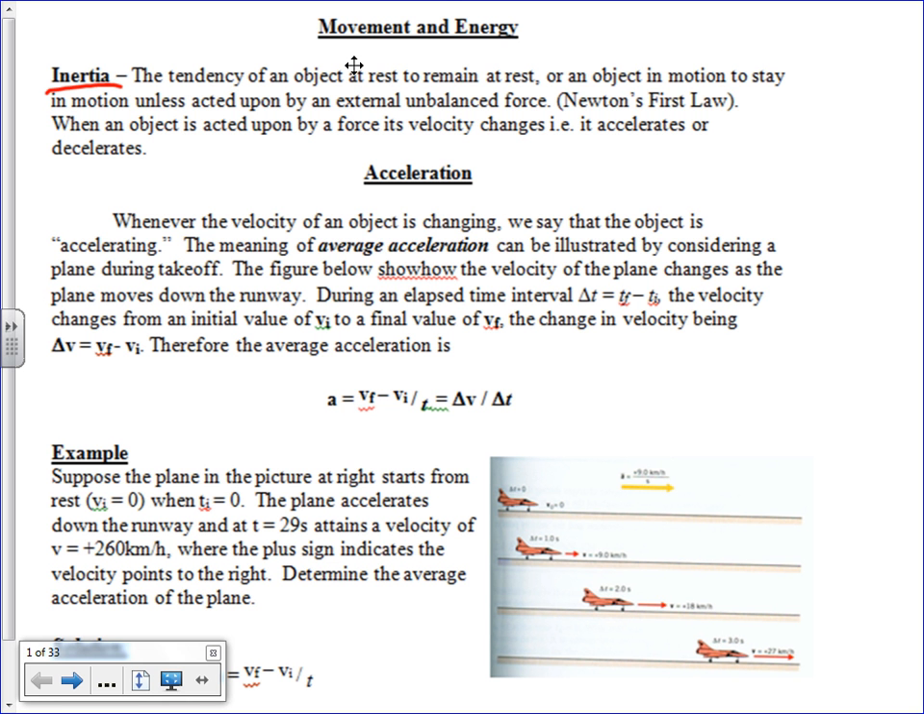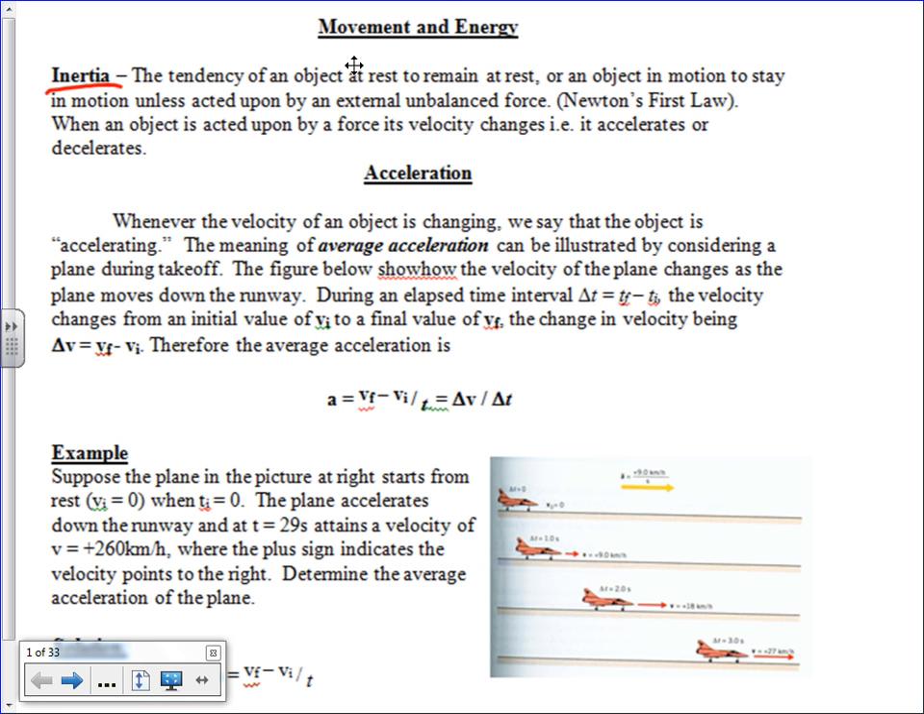Inertia means the tendency of an object to continue doing whatever it's already doing. We also call it Newton's first law. We'll talk more about that when you get to Physics 20 if you take that. Essentially, what inertia is and what Newton's first law says is this: this desk will stay right here unless somebody moves it.